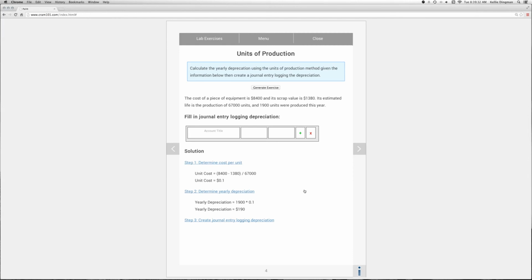Now that we have our yearly depreciation, we need to post this year's depreciation to the General Journal. To do that, we debit the Assets Depreciation Expense account, and we credit the Accumulated Depreciation account, each for the value of the yearly depreciation.